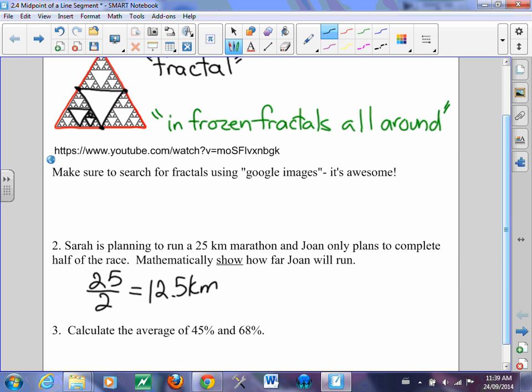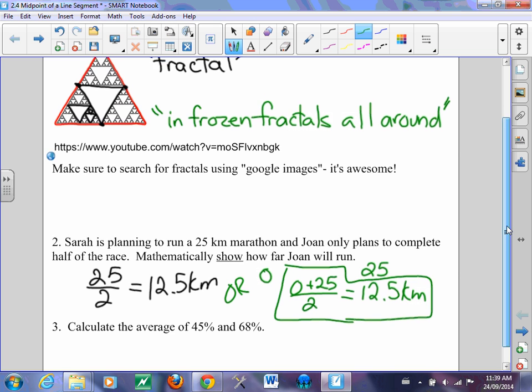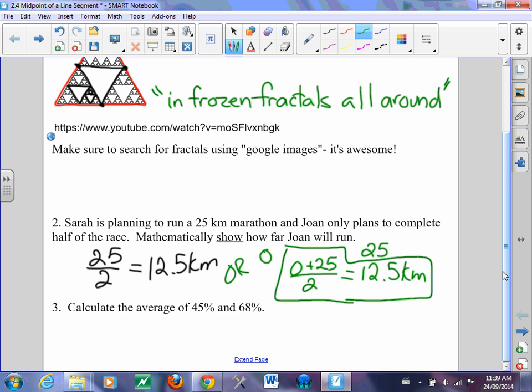Another approach I want you to take a look at is: the starting value for the race is 0, and the ending value for the race is 25. So you could also say 0 plus 25, taking the start to the end distance, dividing it by 2, and that's going to equal 12.5 kilometers. The reason why I'm asking you to do this method is because this is how we're going to be setting up our midpoints that we're going to be learning how to do.